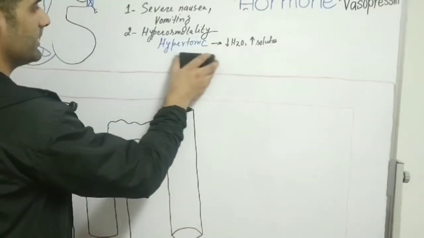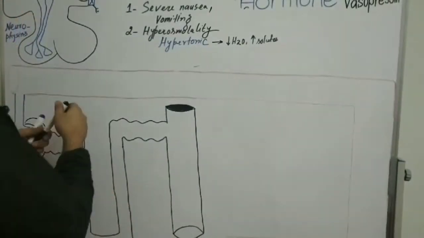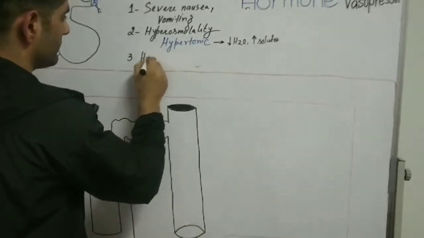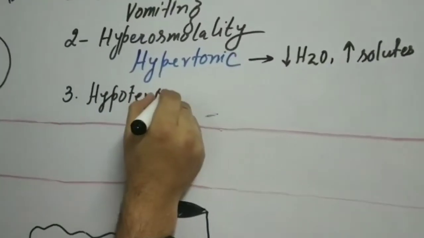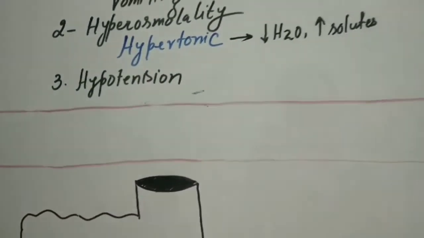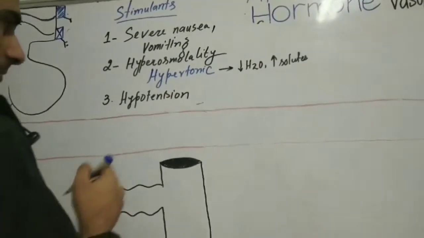Now, the third stimulant to stimulate the osmoreceptor is hypotension. Actually, during hypotension, there is the release of a hormone known as angiotensin 2.